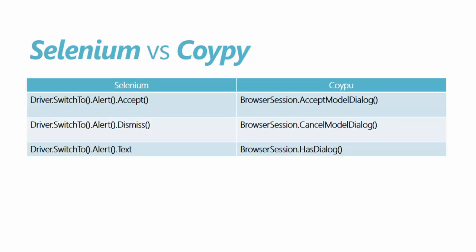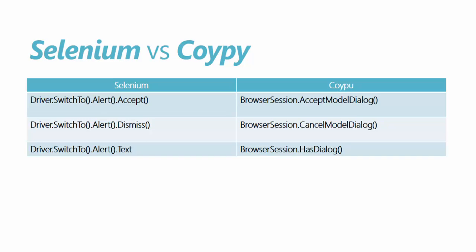So browser session.accept modal dialog will perform the clicking of the yes or OK button. And the browser session.cancel modal dialog method will do a cancel or a no button click. And if you want to verify if the dialog box is there or not, then you can use this has dialog method. And if you want to get some of the text out from these dialog boxes, then you can of course use this has dialog method to verify whether the particular text is available in there or not. So this is how you can actually perform some of the operations with Coypu as opposed to Selenium.